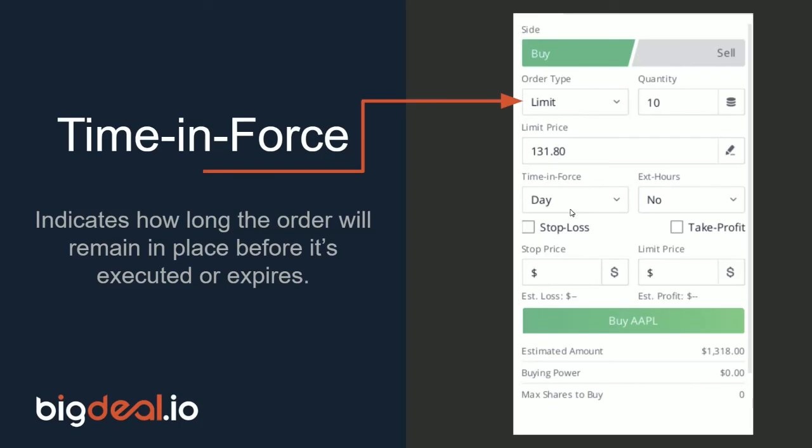So let's also talk about the other item here. Time in force, right here on the screen, indicates how long this order will remain in place before it's executed or it expires. Common times in force are day, or GTC. A day order will execute during normal trading hours. GTC is good till canceled, and typically that will give you a closeout date that will allow you to have this order available until that order expires.